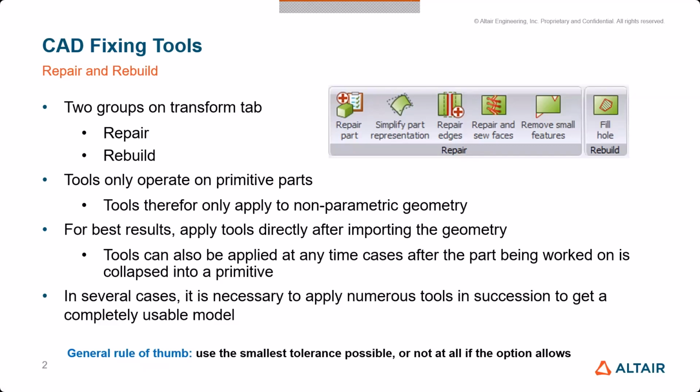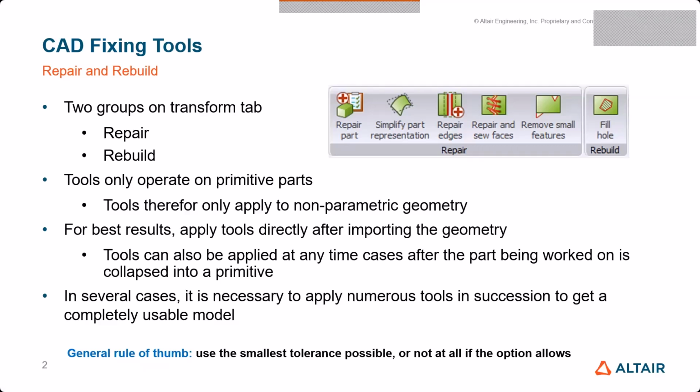On the contrary, the geometry natively created inside Feko will be fully parametric. And if the imported CAD comes with any faults, apply these repair and rebuild operations before you make any changes to that model. And it may be necessary to apply these repair tools several times in succession to fix it completely and generate a valid mesh.